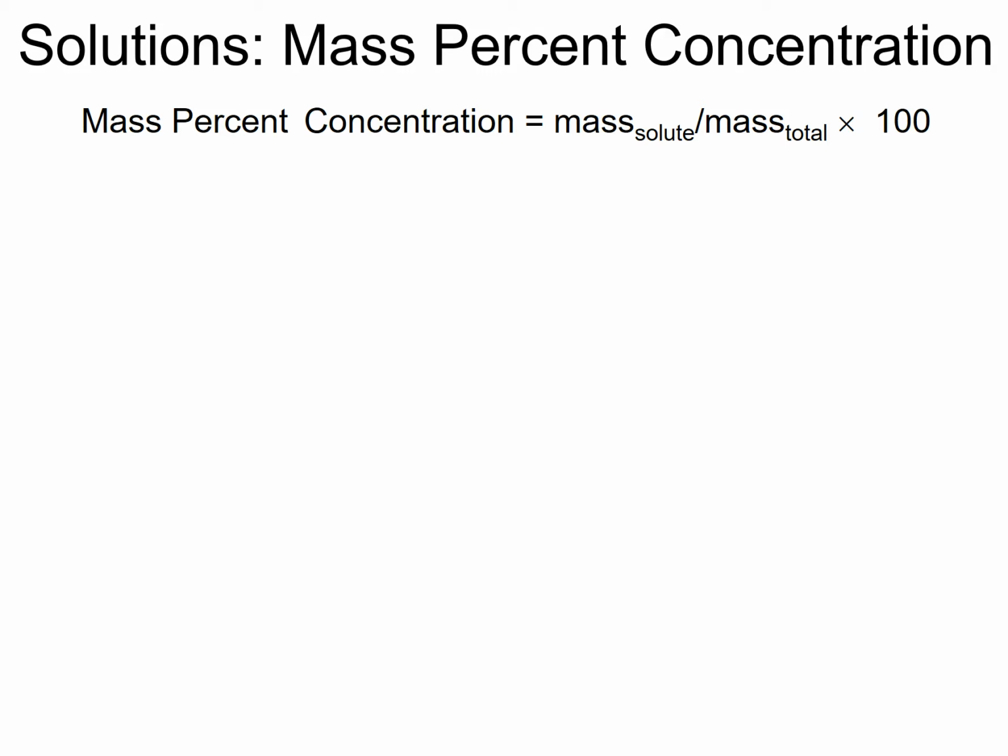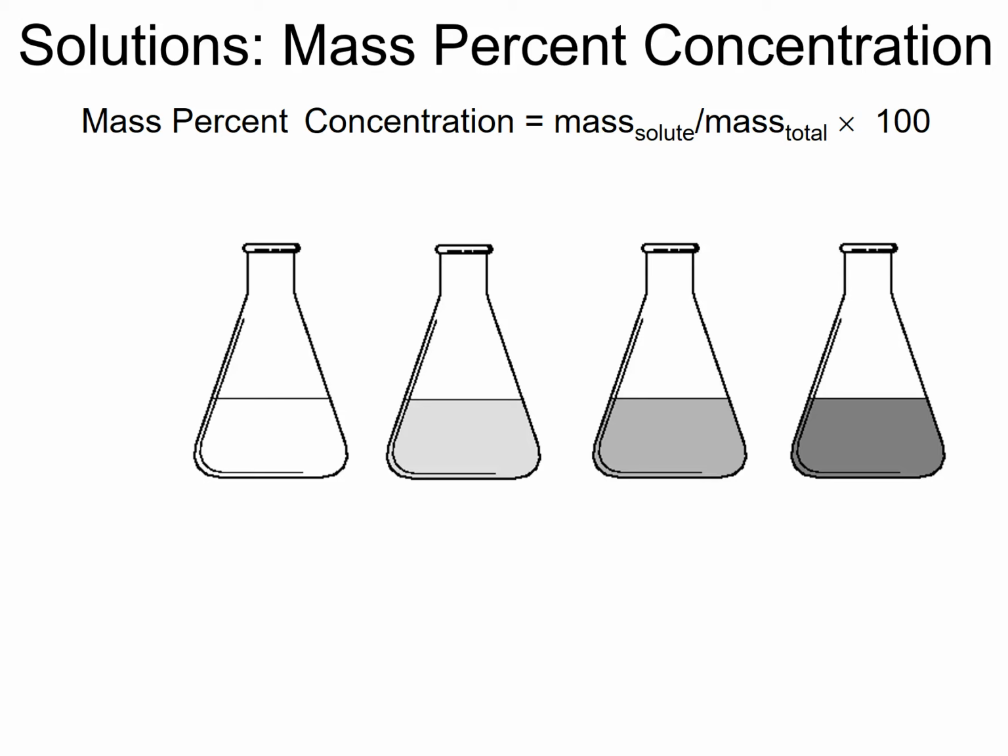To show you how this would work, let's just consider the following simple example. Imagine that we have 4 Erlenmeyer flasks, and these 4 Erlenmeyer flasks are filled to the same level with solutions that are obviously different in concentration, assuming that the solute is the same in all of these cases.